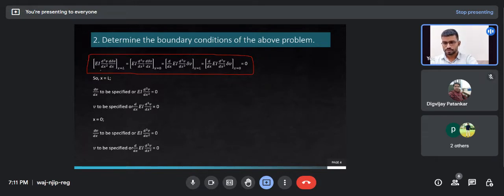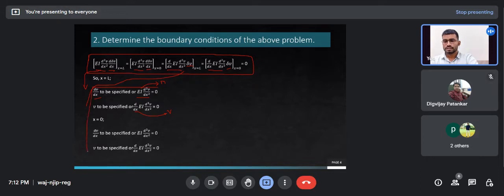Right? So from the first term you can see when x is equal to L, either this term will be 0 or this expression will be equal to 0. Similarly, here also x is equal to L, so either this value will be equal to 0 or this value is equal to 0. Right? This value gives you the moment, and this value gives you the shear force. Right? So at x is equal to 0 also I have written in the same process. Either this should be equal to 0 or this one, and at x equal to 0 either this should be equal to 0 or this one should be equal to 0.